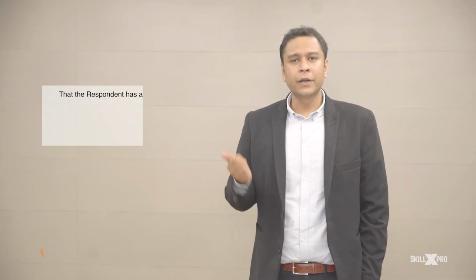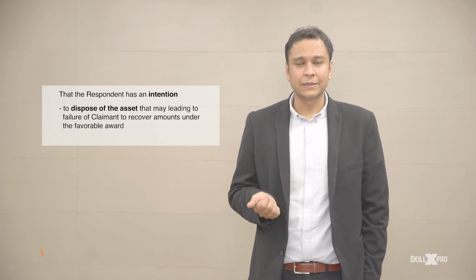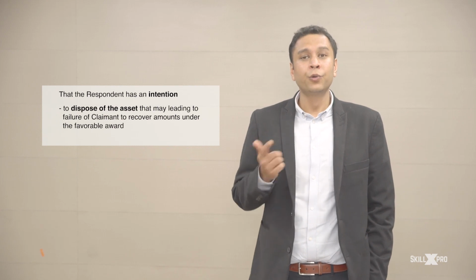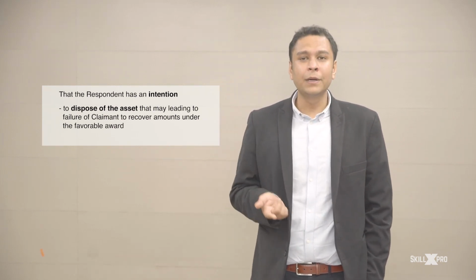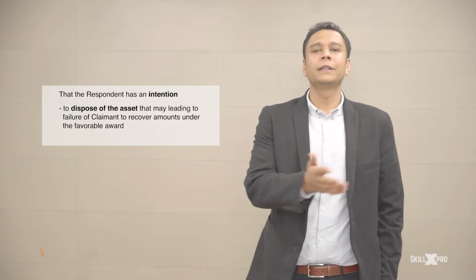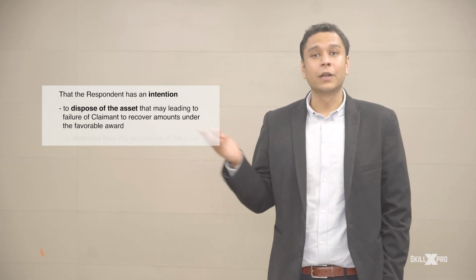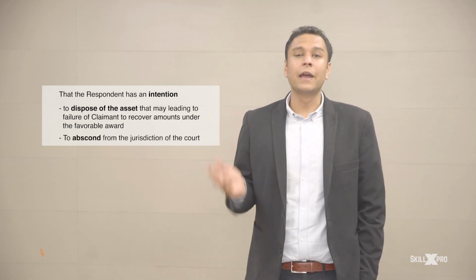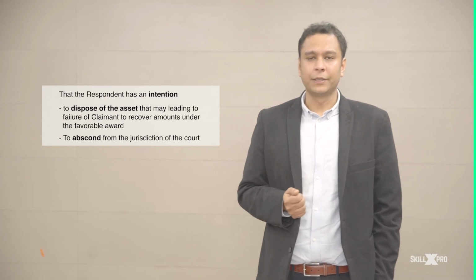When you seek an attachment before judgment, the essential ingredient that you need to satisfy is that the respondent or the other side has an intention to dispose of the assets to make sure that you as a plaintiff or the petitioner are unable to recover the money, assuming that the decree was in your favor, or that the defendant is trying to run away from the courts and therefore you're wanting it for an attachment before judgment.